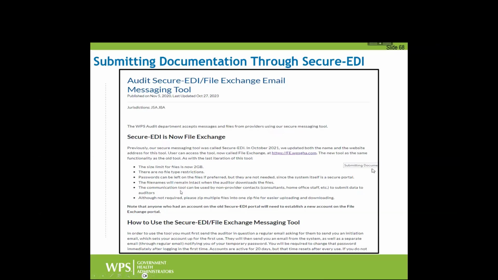It can be used by contacts other than just the provider, whereas the old portal could not. So you could have consultants or home office staff. Now, there is a limitation on the number of files per message. It can only take 10 files at a time, regardless of the size. So if you want to, you can zip them up. If you have 20 files, you can zip them up into one zip file and you'll be good to go. Even though there are 20 underlying files, it's just one attachment.